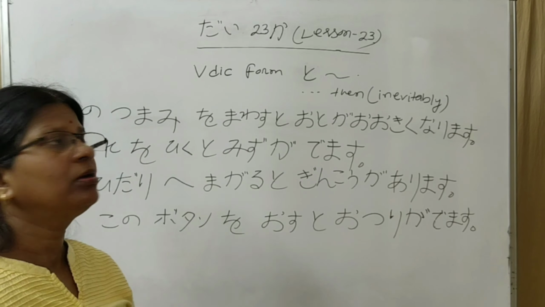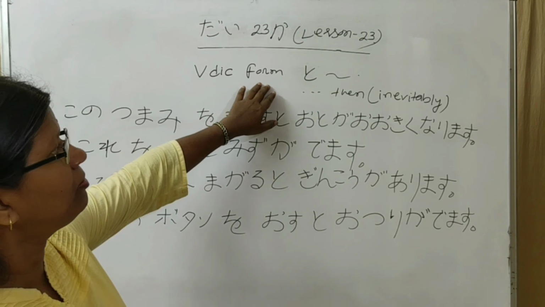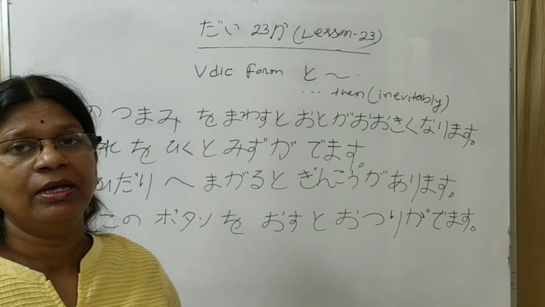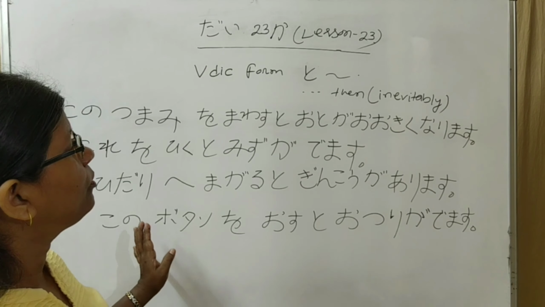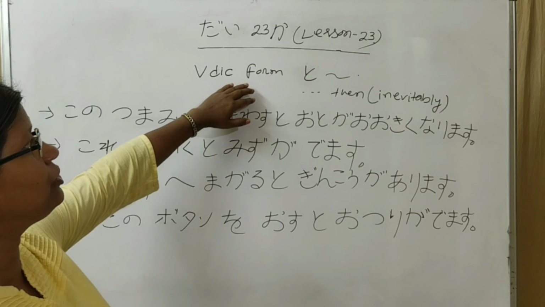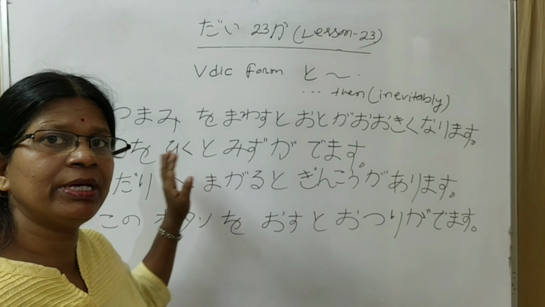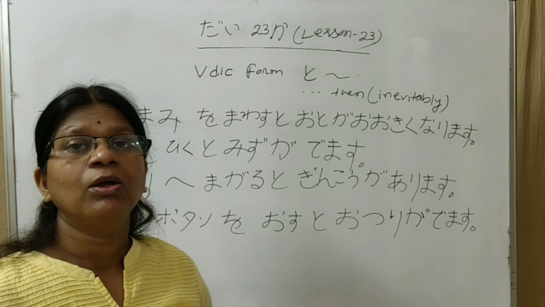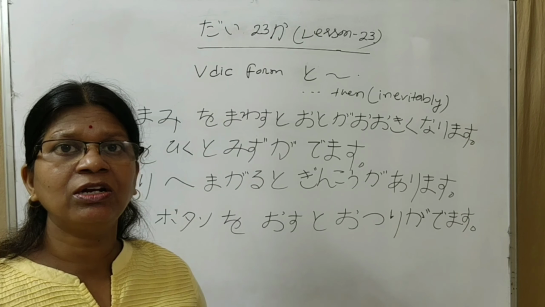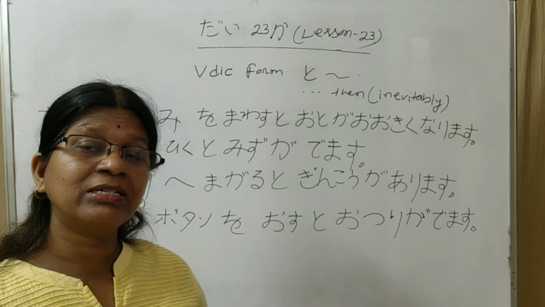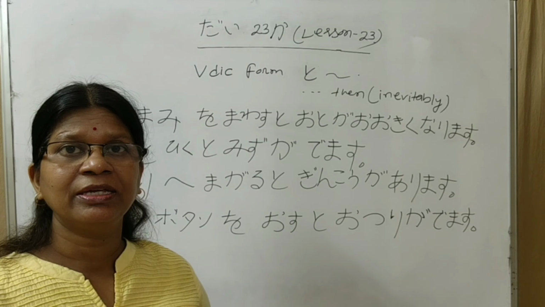Next learn conjunction to. It takes verb dictionary form. Meaning is then. To conjunction is used in a situation when the first action is done by the doer and the second action is the consequence of the first action. When expressing the situation where as a result of a certain action, another action inevitably happens. So to is used to connect the sentences.